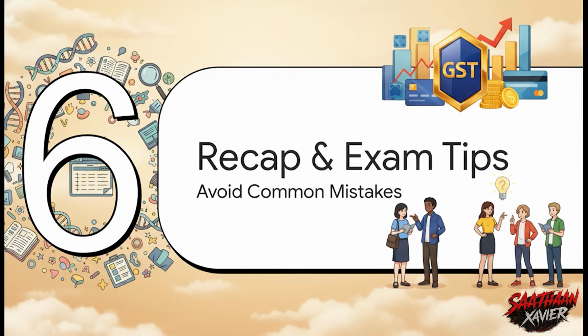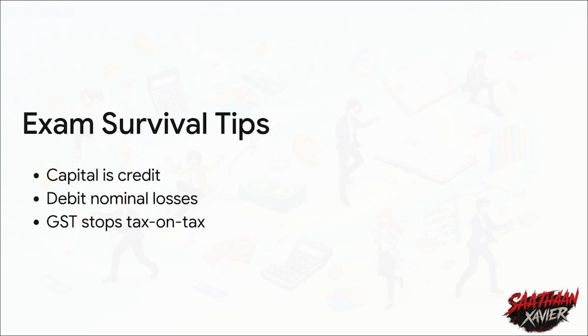Section 6. Final recap and exam tips. Okay, let's lock in these final exam survival tips. Number 1. The journal is the book of original entry, not a secondary one. Number 2, and this is a massive mistake beginners make, so listen closely. Capital has a credit balance because it's a liability that the business owes to the owner. Number 3. For nominal accounts, all expenses and losses are debited, while incomes and gains are credited. Number 4. The balance sheet contains only personal and real accounts.